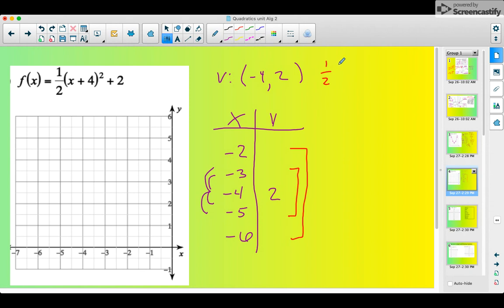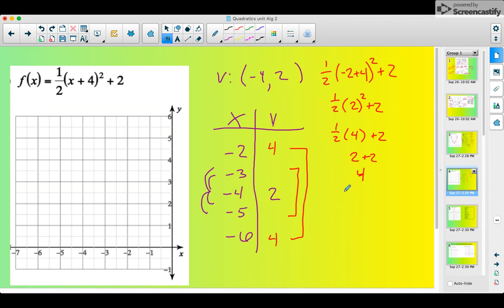Again, following that order of operations, I'm going to plug in negative 2 plus 4 squared plus 2. So I get 2 squared plus 2. So 2 squared is 4, so it's 1/2 times 4 plus 2, and a final answer of 4. If I plug in negative 6, I also get 4.